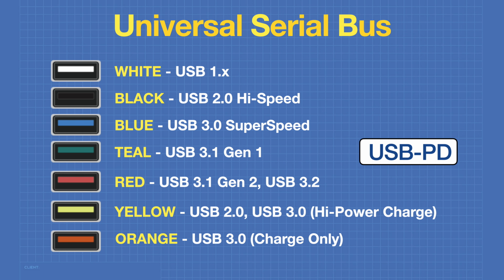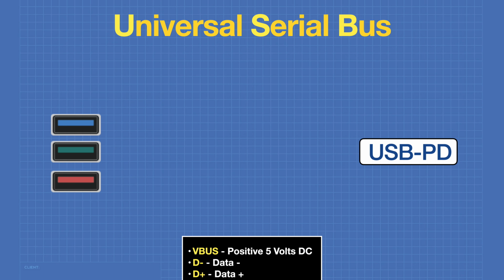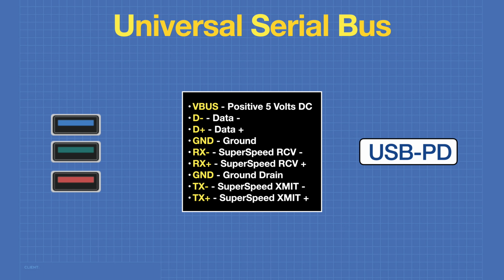Over the years, the USB Type-A connector has been redefined, and a color code has been established for these connectors. Note that this is not an official color code, but most manufacturers follow it. The blue, teal, and red USB-A connectors have 9 connections instead of the standard 4. Physically, the connectors are arranged so they're backwards compatible with the older connectors.